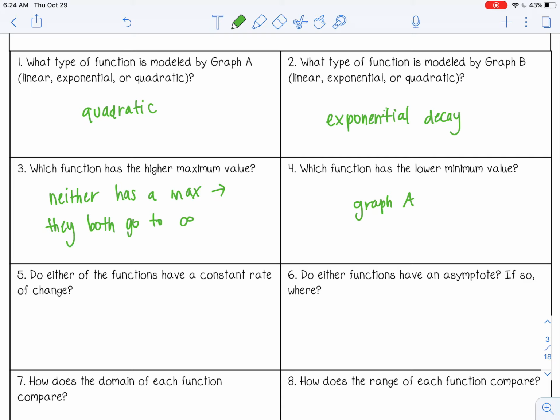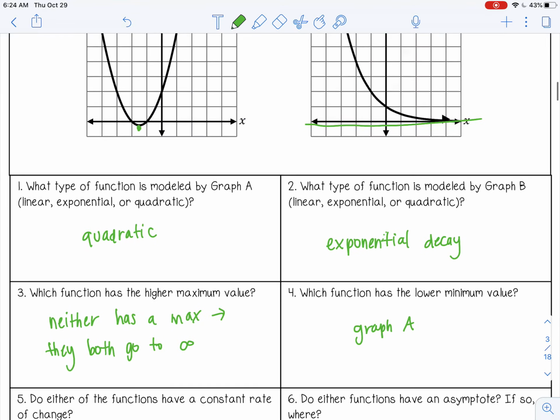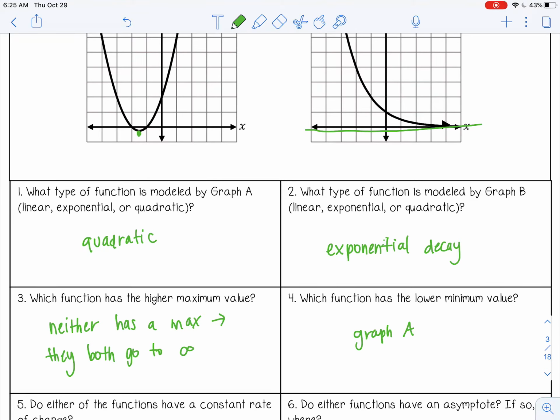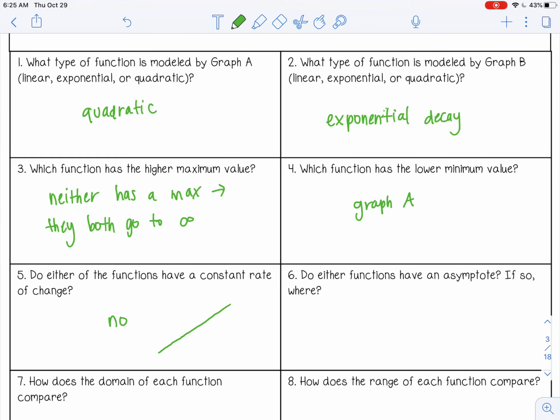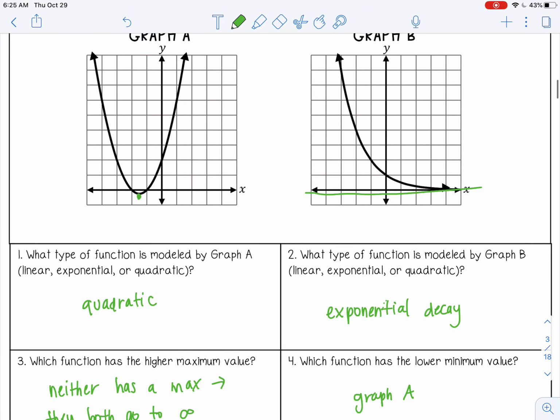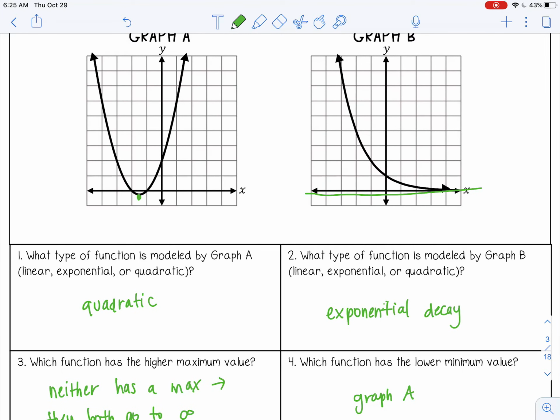Do either of the functions have a constant rate of change? That would be no. Only linear has a constant rate of change. Remember, linear is always rising at the same amount, but both of these have that curved shape. That means there is no constant rate of change over the whole graph. All right, number 6, do either functions have an asymptote, and if so, where? Yes, graph B, that exponential function definitely has an asymptote, and let's look and see where it is. It looks like it's the x-axis or y equals 0.